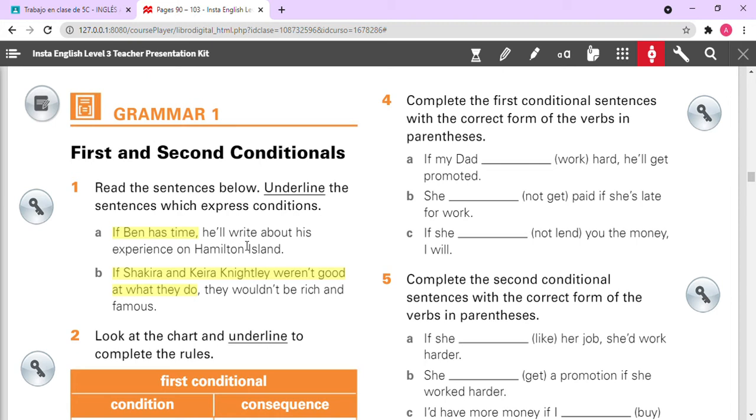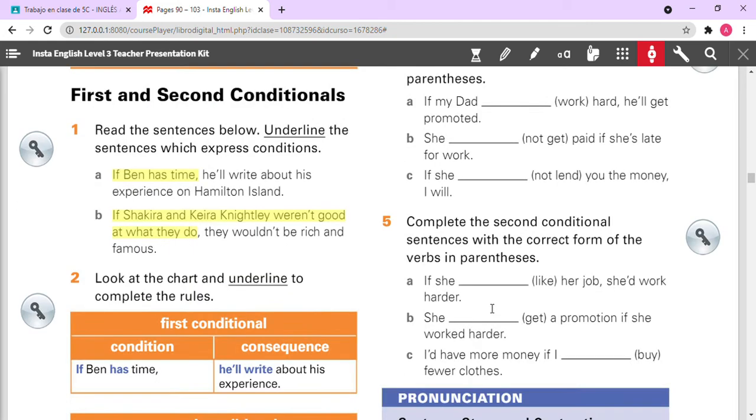No. Be careful. Remember, when we use the simple present with if, in this case it's not if. She won't get paid if she's late for work. Be careful. Letter C. If. Okay, there is no problem. If she doesn't lend you the money, I will. Excellent.